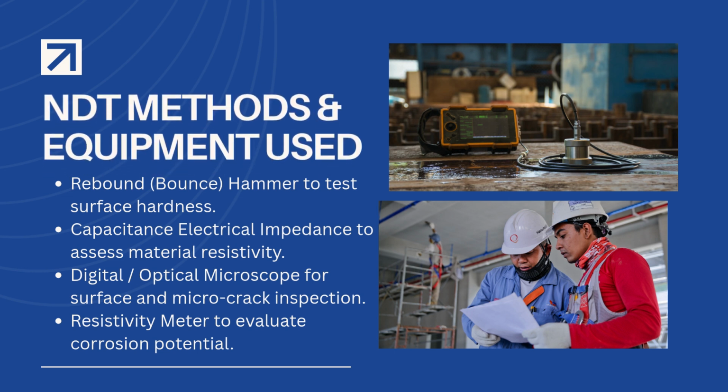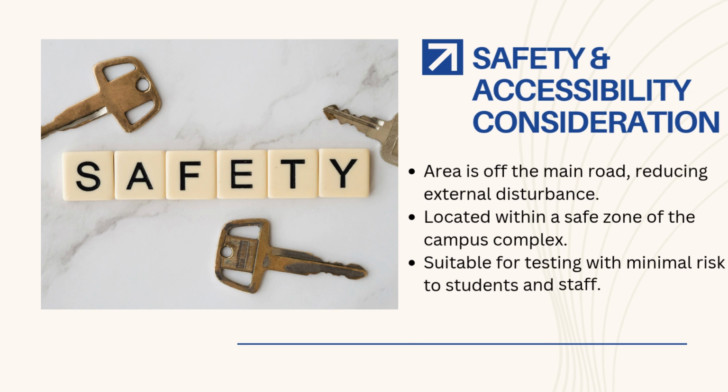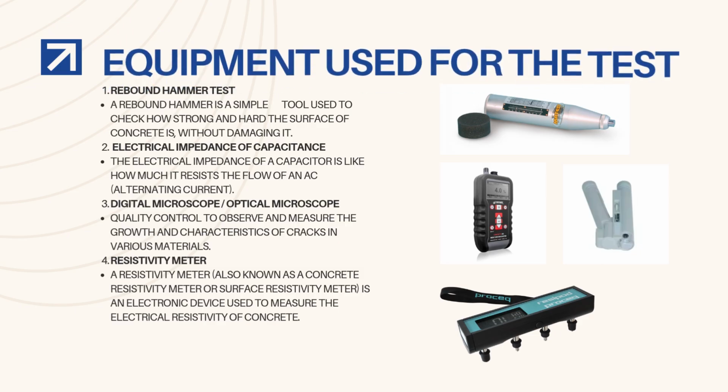Slide 3. NDT methods and equipment used. We used the rebound hammer for surface hardness, electrical impedance to check resistivity, a digital microscope for crack inspection, and a resistivity meter to assess corrosion potential. Lastly, the site is secure and away from main roads, minimizing disturbances and ensuring low risk to students and staff during testing.